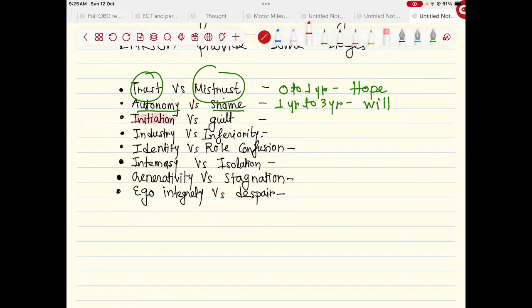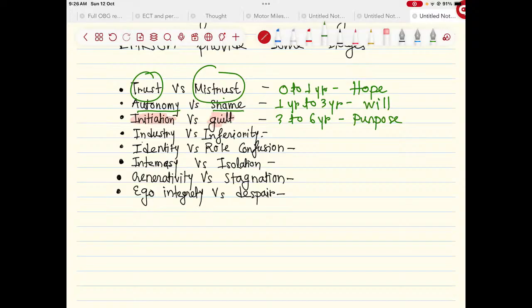Okay, then the next one is initiative versus guilt. Initiative and guilt happen at 3 to 6 years, which is the preschool age. So they get purpose for what they did. If they do anything, then as a result there is guilt or happiness, all these things.